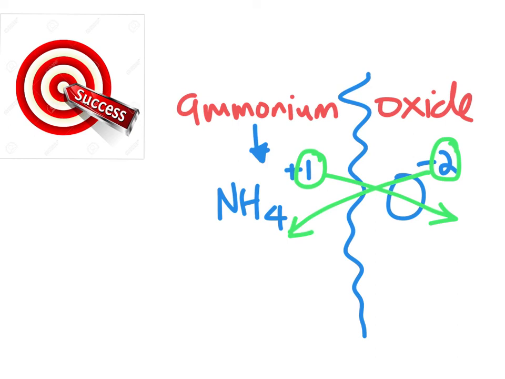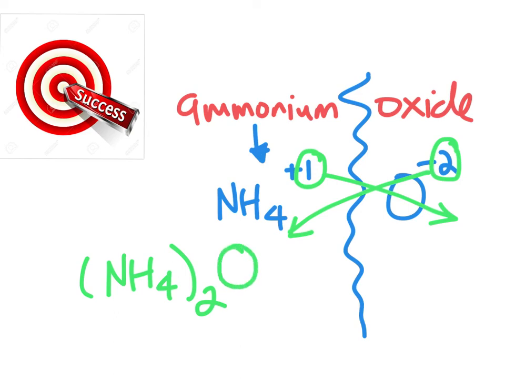So it looks like we have 2 ammoniums. And because we have 2 ammoniums, we need to put the ammonium in parentheses so that we don't get confused with this 4 and that 2. And then we have only 1 oxygen, so we're just going to put the O there. Remember, we don't bring those 1s down. So right here is the formula for ammonium oxide.